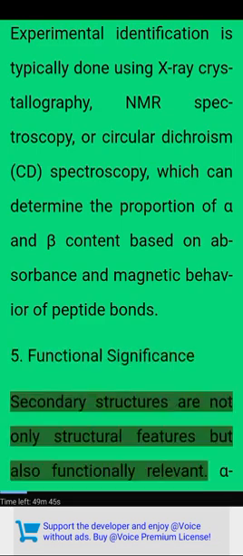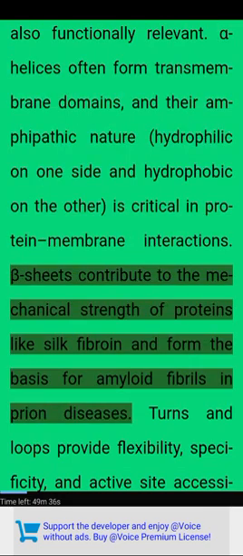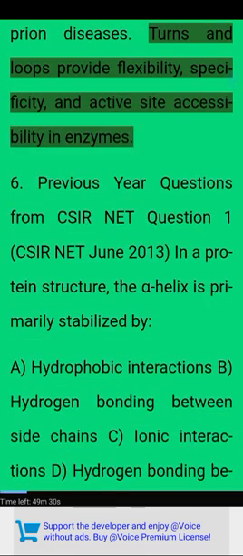5. Functional significance. Secondary structures are not only structural features but also functionally relevant. Alpha helices often form transmembrane domains, and their amphipathic nature, hydrophilic on one side and hydrophobic on the other, is critical in protein membrane interactions. Beta sheets contribute to the mechanical strength of proteins like silk fibroin and form the basis for amyloid fibrils in prion diseases. Turns and loops provide flexibility, specificity, and active site accessibility in enzymes.